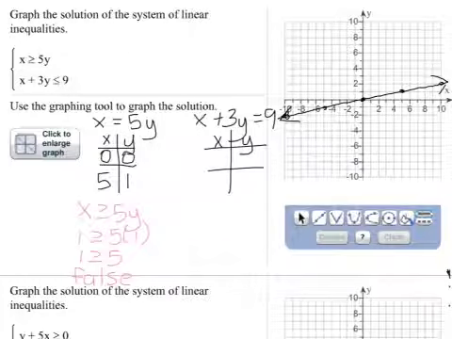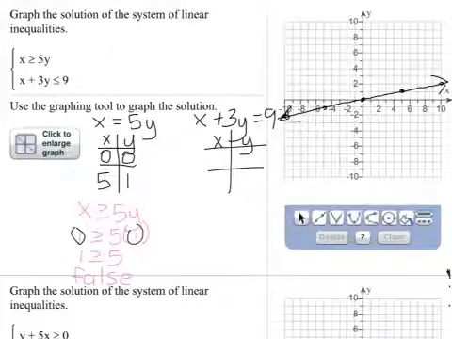So to test my point, I set up my inequality, which is the first one, x greater than or equal to 5y. Then I substituted 1 in place of x and 1 in place of y so that I can test that point. And when I do that, 5 times 1 is 5. So I have the statement 1 is greater than or equal to 5, and that's false. 1 is not greater than or equal to 5.